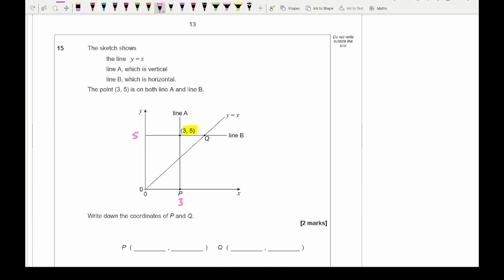Now for this, we can then work out what P is. As P is on the x-axis, it's going to have a y-coordinate of 0, so P is going to be at (3, 0). Then for Q, well, we know that the y-coordinate is 5, so if we substitute that into the equation, we know that x is going to equal 5, y is going to equal 5, so therefore Q is going to be at (5, 5).